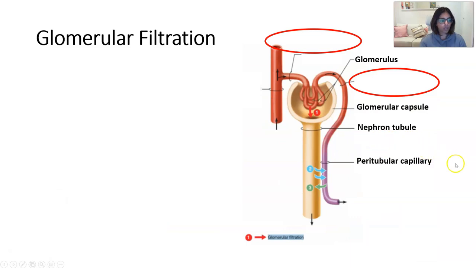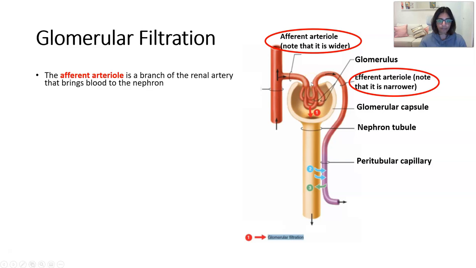Now, there's a couple of things we want to look at. We're going to focus on that first stage, which is glomerular filtration. Remember that this is going to be our renal artery, or a branch of it, and a branch of that renal artery, which is the afferent arteriole, leads into the nephron. And we did note that the afferent arteriole is wider than the efferent arteriole. So the reason why that becomes important is all to do with pressure.